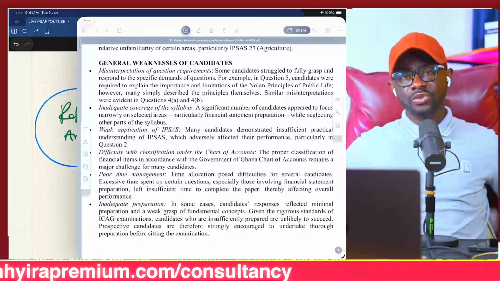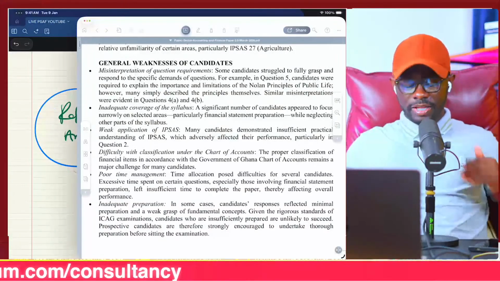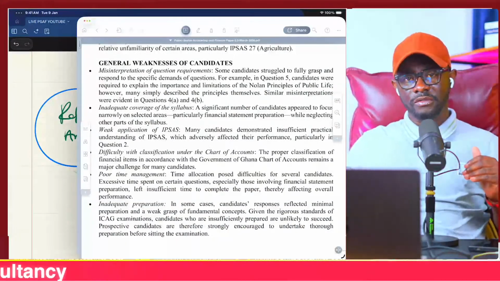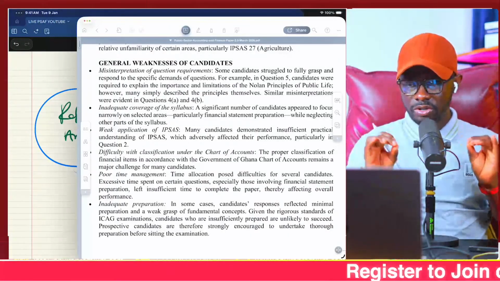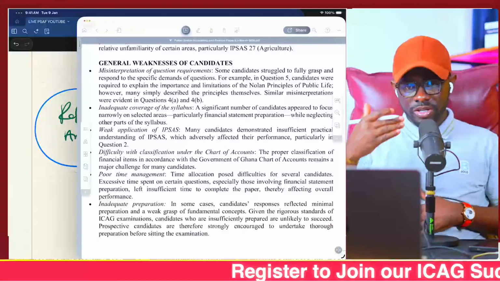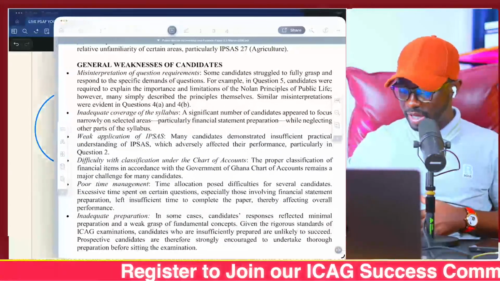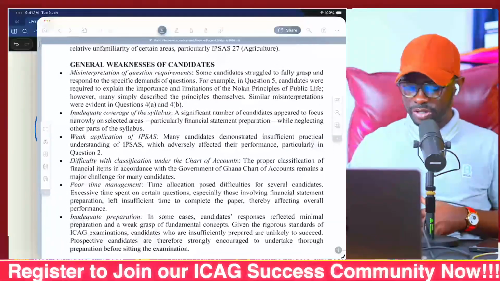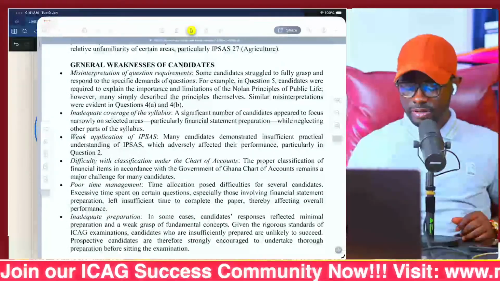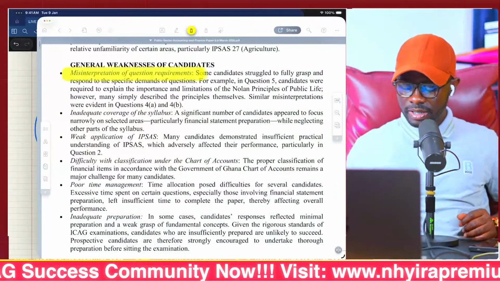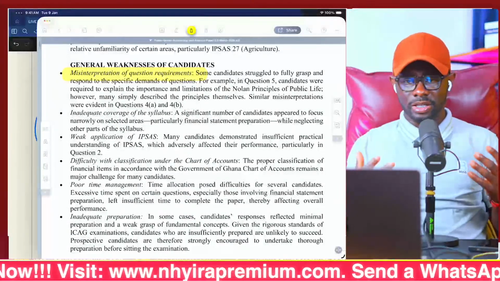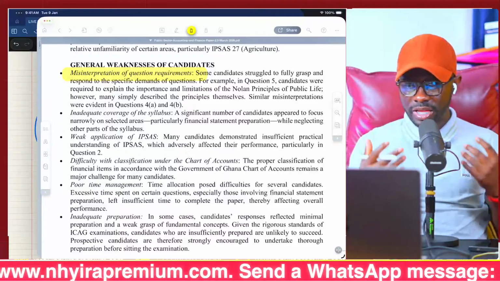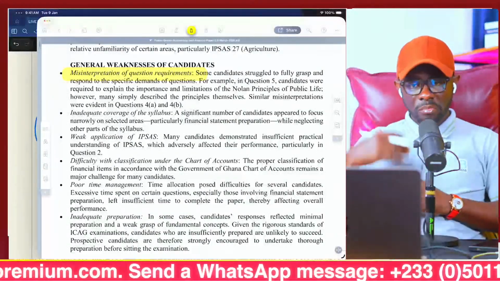For the March 2026 examination, the chief examiner raised a number of concerns when it comes to students' performance. I want us to quickly go through some of them and share our thoughts, then we can come back and solve the question that we want to address today. So, general weaknesses. The first one is misinterpretation of question requirements. And this is a classical example of how students end up failing the examination.